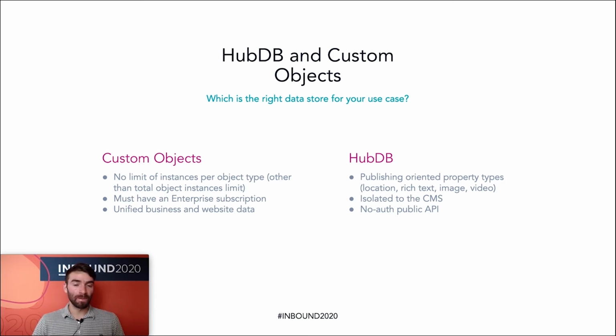And HubDB has more publishing-oriented properties like rich text, image, location, and video, which the CRM does not currently support. The data is isolated to the CMS, and it can't be used in the rest of the HubSpot platform, versus custom objects which show up in and can be used throughout the rest of the platform, like reporting and automation. And HubDB has a no-auth public API, which can be used for headless style content delivery, versus custom objects, which only have authenticated APIs.